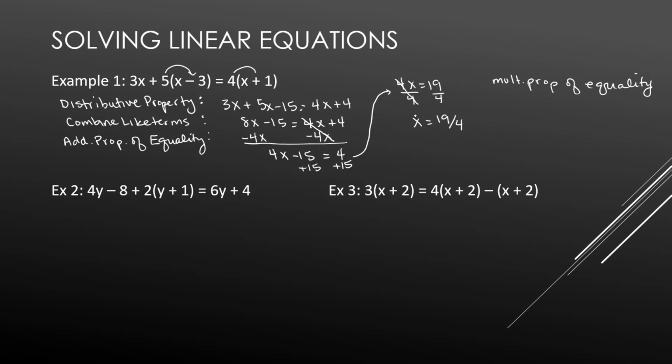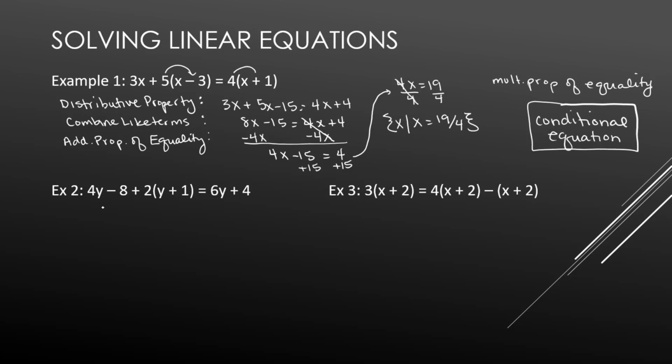So this is my solution. And if I want to write it like a set, I could do like this. Okay, but x would equal 19 fourths. That's the only solution. That makes this a conditional equation because it has a singular solution. It has a finite solution set.